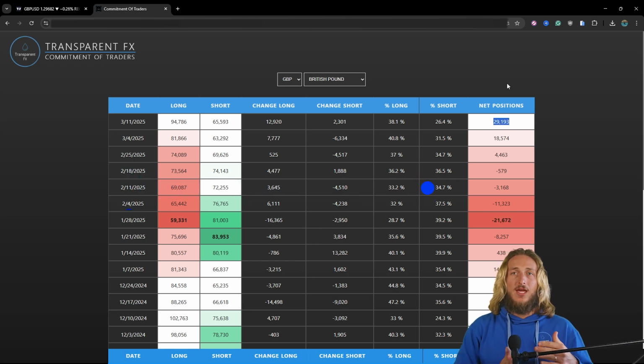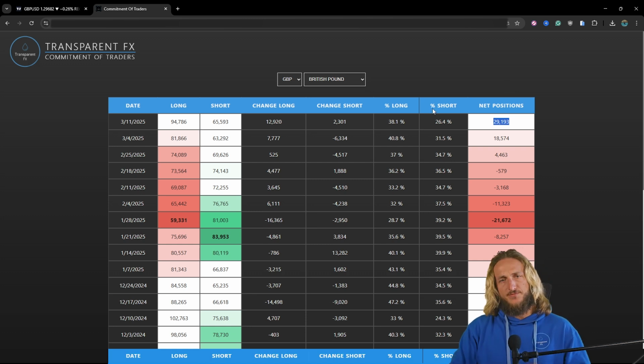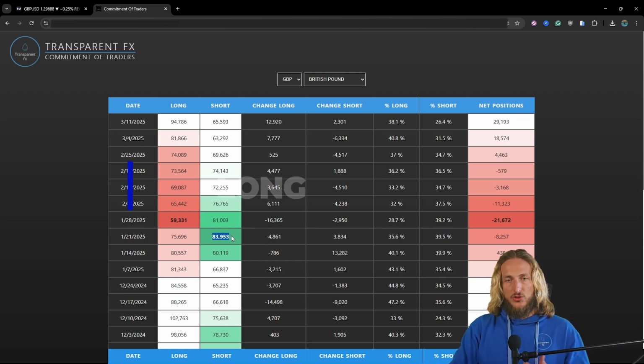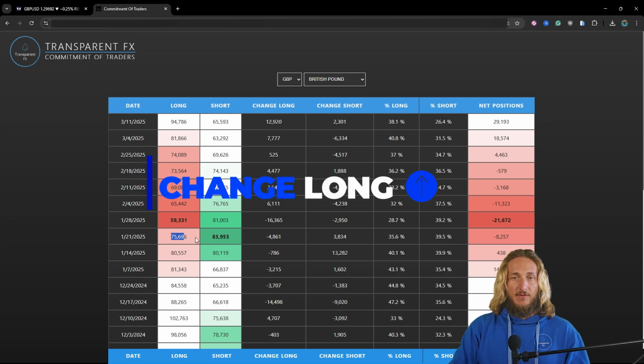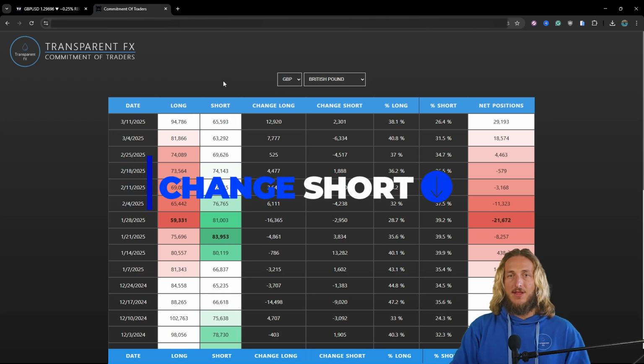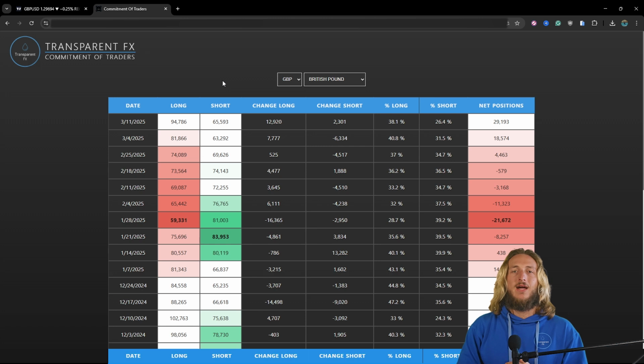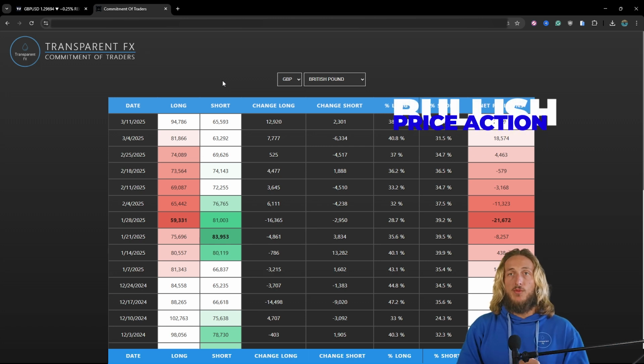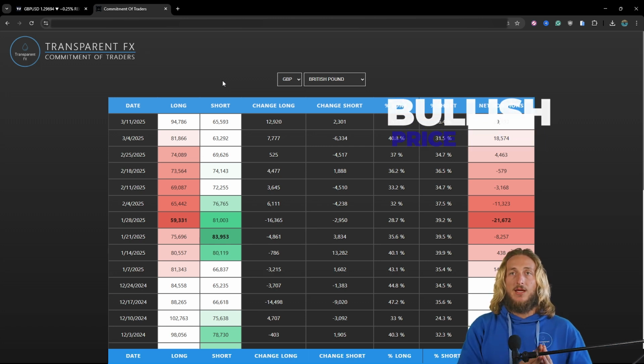So we had a huge increase of net positions, going from a negative net positioning back to a positive net positioning, with institutions going from having more shorts than longs, with 83k shorts compared to 75k longs, all the way up to now having the complete opposite: 94,000 longs compared to only 65,000 shorts. So clearly institutions have slowly moved back to the bullish side for GBPUSD, therefore making it stronger.